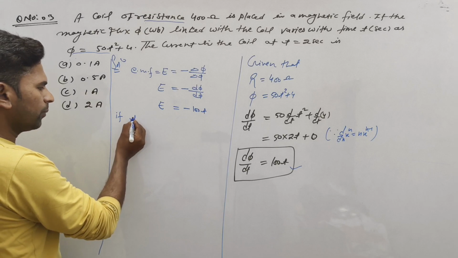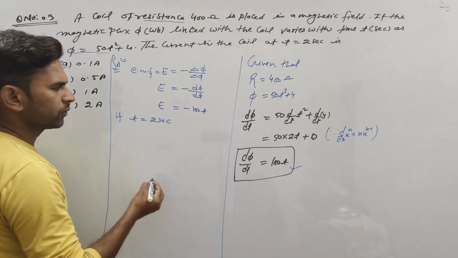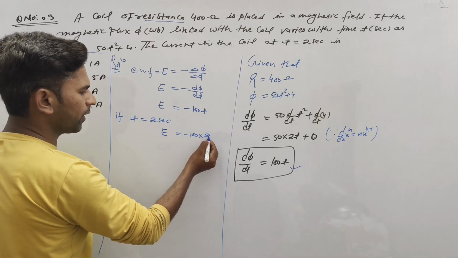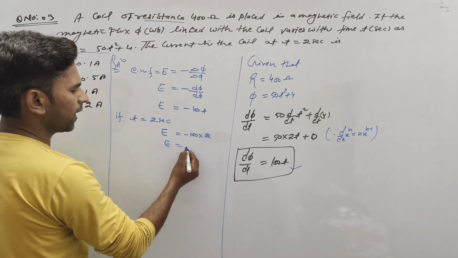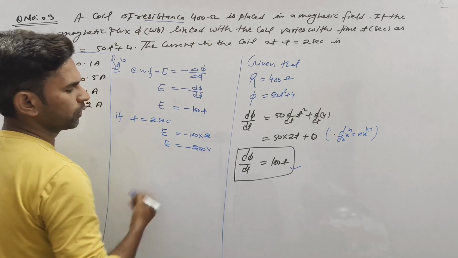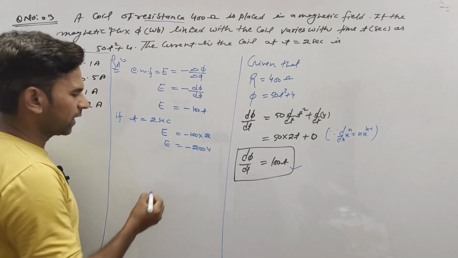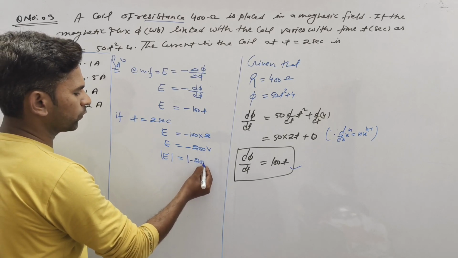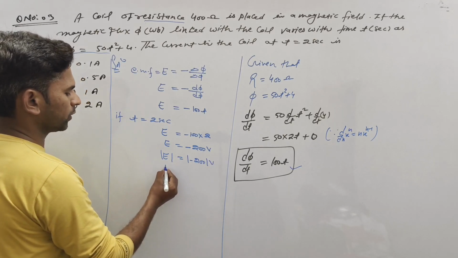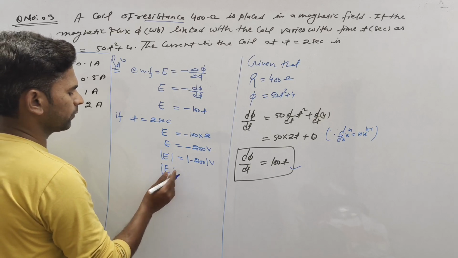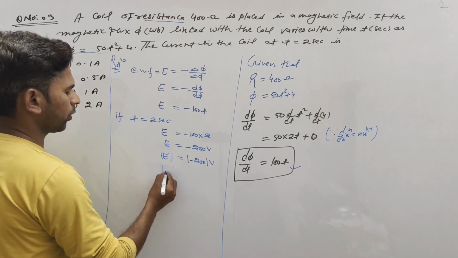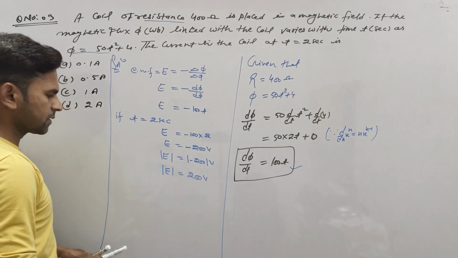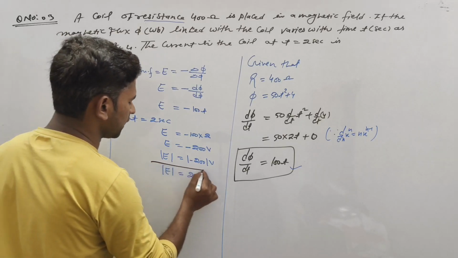But if time t is equal to 2 seconds, the induced EMF will be 100 multiplied by 2, so E will be negative of 200 volt. If you take the magnitude, the negative of 200 volt will be positive. So it will be positive like this. So this is the value of induced EMF.